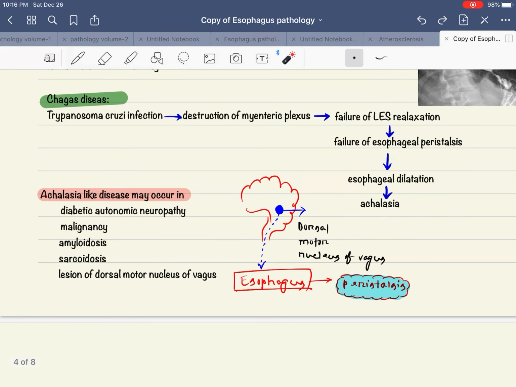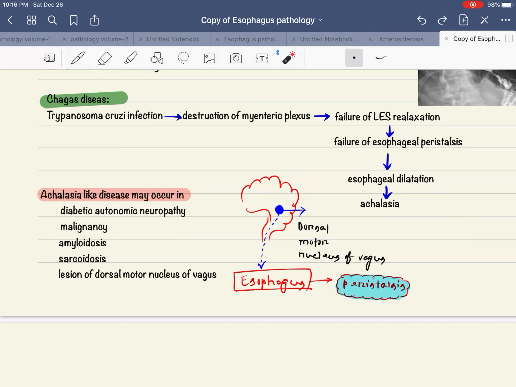Okay, so achalasia-like disease may occur in which conditions? One is diabetic autonomic neuropathy. We all know that diabetes causes neuropathy. If this neuropathy occurs in the autonomic nervous system, that means the sympathetic and parasympathetic nervous systems, and we know that the parasympathetic and sympathetic nervous systems control the peristalsis of the esophagus, then peristalsis will not occur, and that means the food cannot move downward into the stomach.